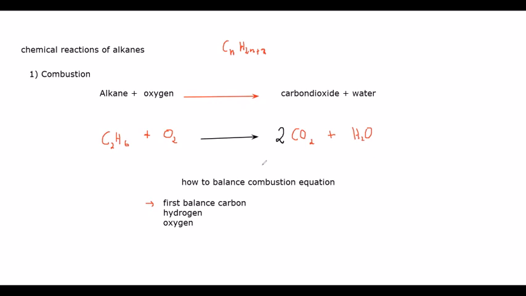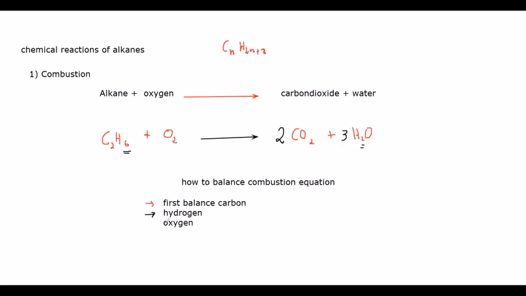Second, we will balance hydrogen. How many hydrogen on my left hand side? 6. How many hydrogen on my right hand side? 2. So I put 3. So 3 multiplied by 2 makes 6. So on the left hand side, we have 6 hydrogen. On the right hand side, we have 2 hydrogen. That's why I put 3 here, so that 3 multiplied by 2 will make 6 hydrogen. So hydrogen is also balanced.